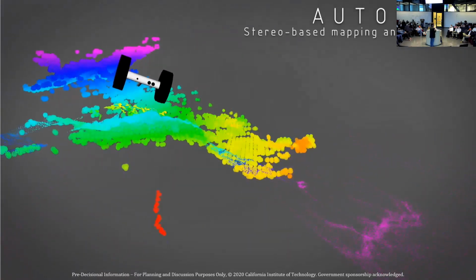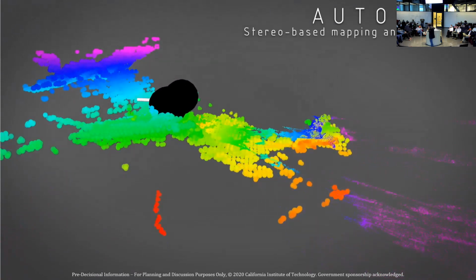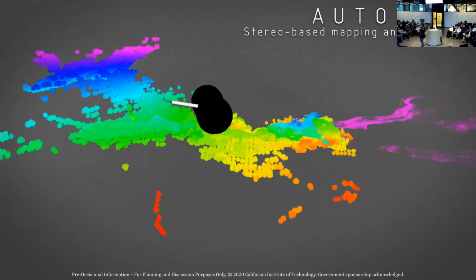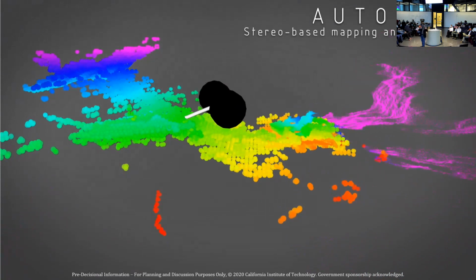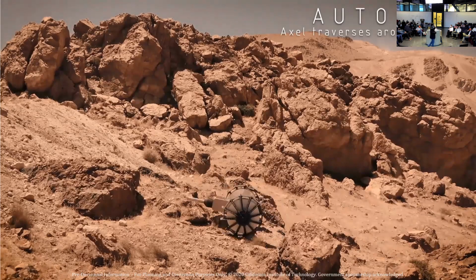So you can see the rover broke into 2 parts. One part anchored on the top, on the crater rim. The second part is going down. The tether is very important. The 2 robots are connected by a tether.